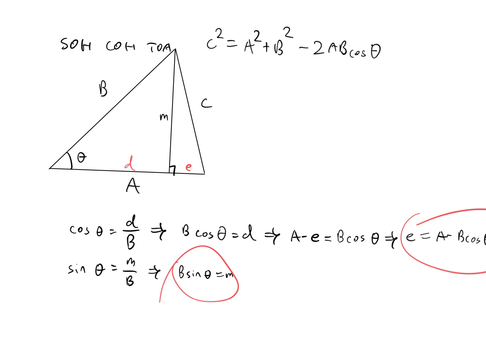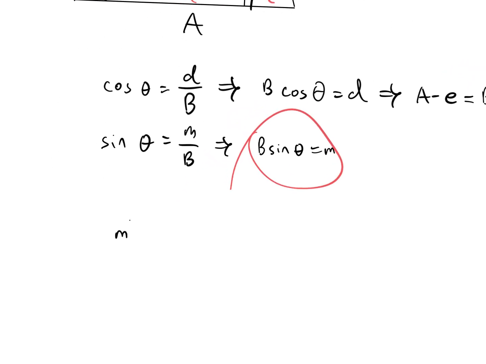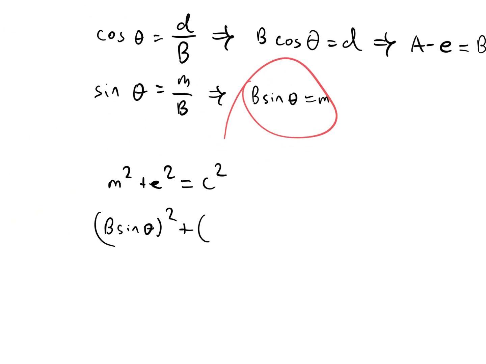So now this involves some amount of algebra. Let's get on with it. We know that M squared plus E squared is equal to B squared, or actually not B, C squared, right? Is that C? Yeah, C. So now we sub in the values. B sine of theta squared plus, what was E again? A minus B cosine of theta. So A minus B cosine of theta, and that squared is equal to C squared.